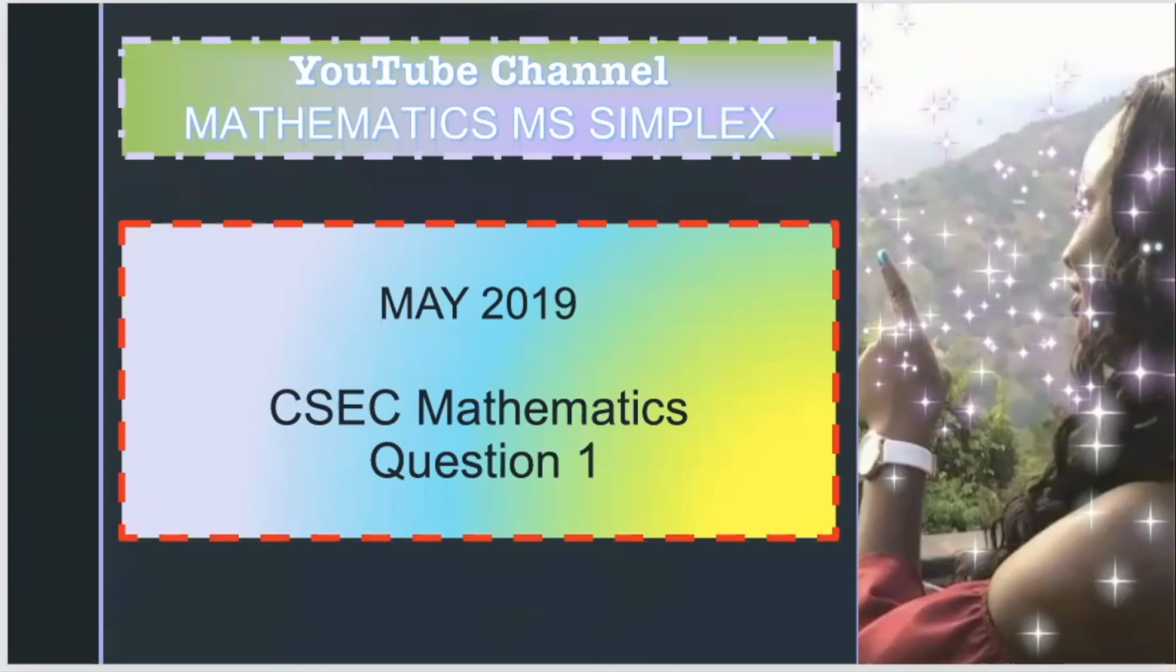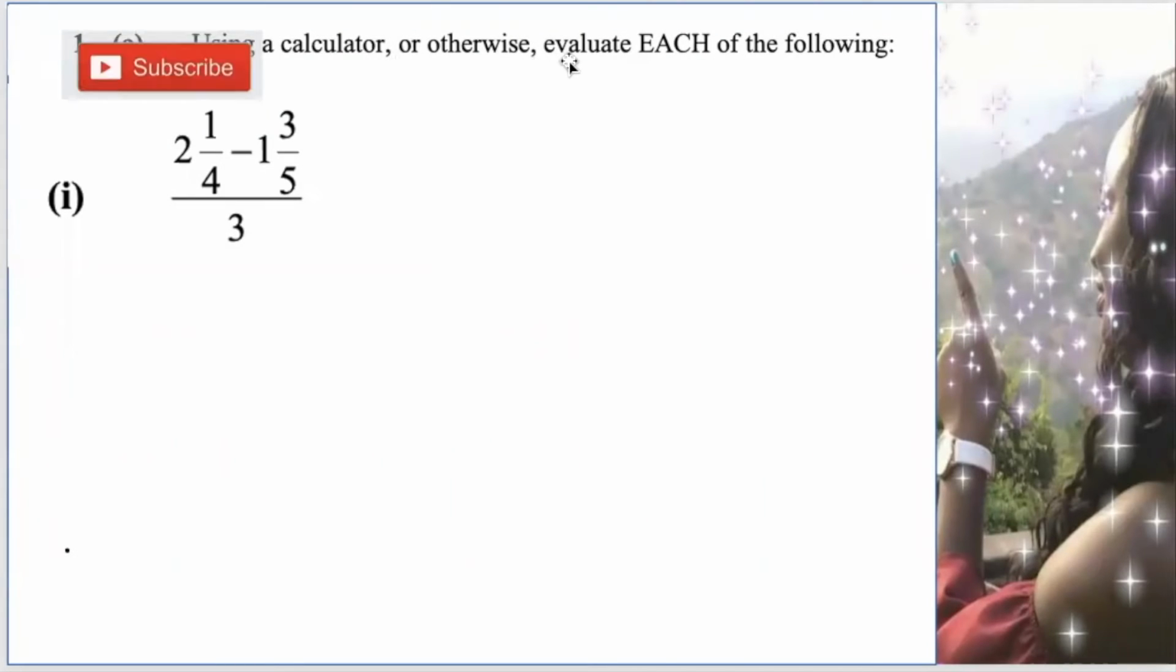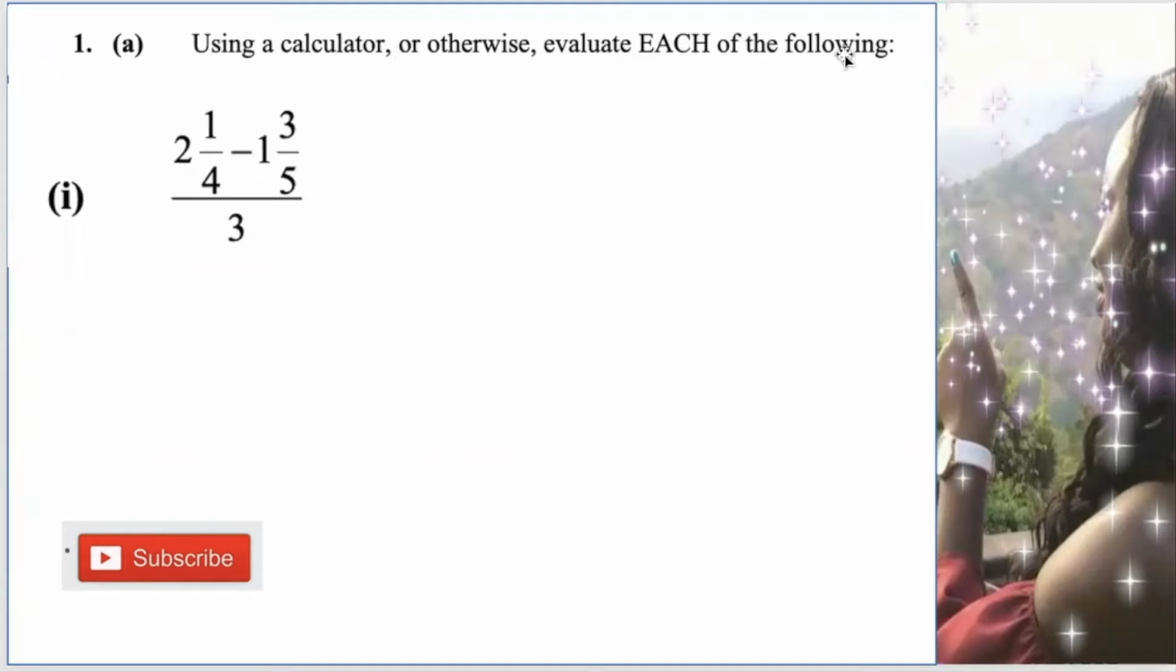Welcome back, guys. Today we'll be doing May 2019 CSEC Mathematics question 1. Using a calculator or otherwise, evaluate each of the following. Here we're asked to evaluate (2 1/4 minus 1 and 3/5) all over 3.